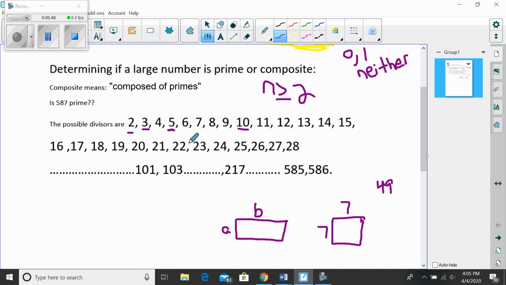And also, how far do I have to go? I put some dots here to show that I have every number between 29 and 100, right? So should I test 101, 102, 103, right? Should I test 217, 218, 219, 220, right? Do I have to test every number up to here?